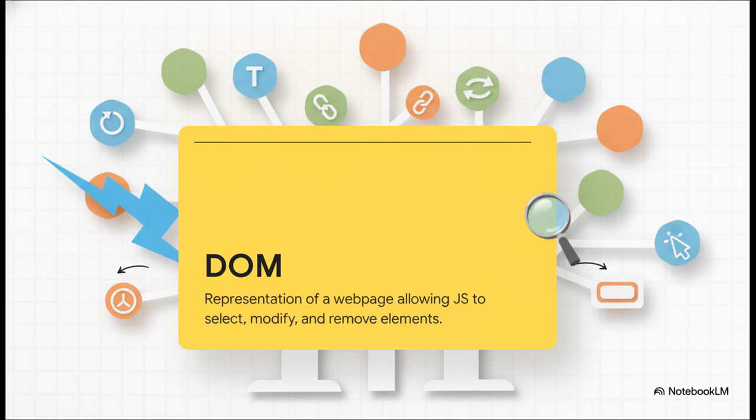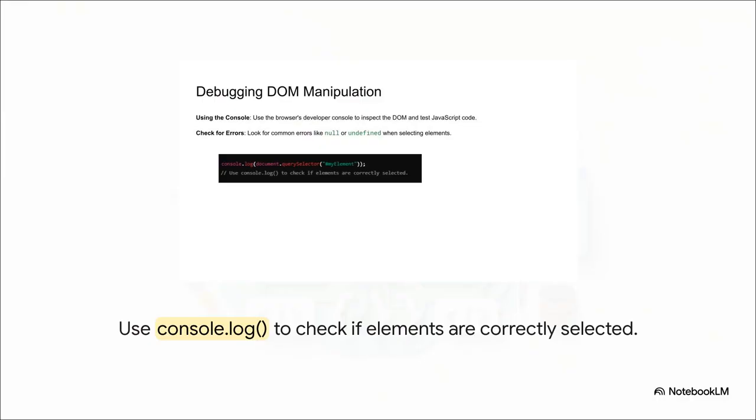JavaScript hooks right into this structure using built-in methods, and that is exactly how we can manipulate text, swap out images on the fly, and attach event handlers so the whole page reacts the second a button is clicked. Of course, things don't always work perfectly on the very first try, right? That's where debugging comes in.